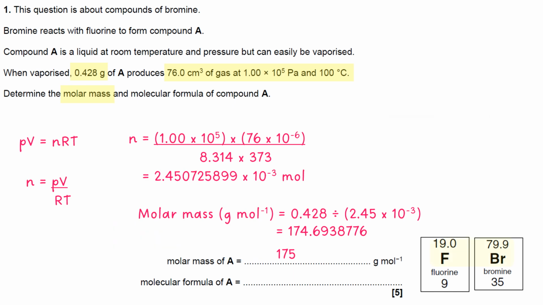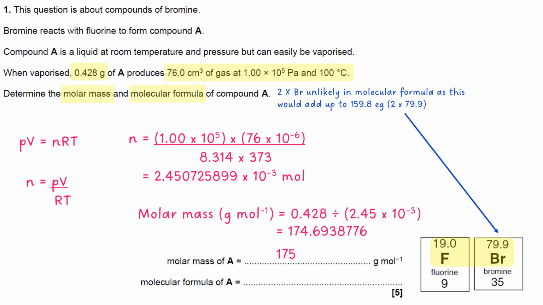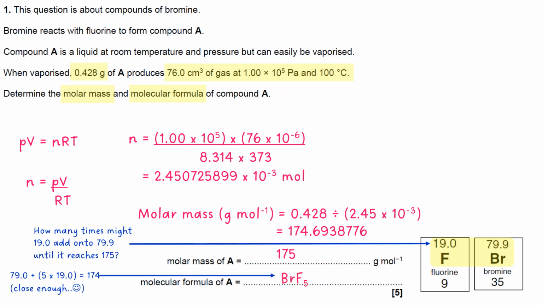So now what I need to do is think about how I can work out the molecular formula. Considering those relative atomic masses, it's unlikely to be 2 bromines because that adds up to 159.8, which doesn't leave much spare change for adding any fluorines in. So therefore, I'm going to stick with 1 bromine and see how many times 19 can be added onto it until I get to 175. So if I do 79 plus 5 times 19 leads me to 174. It took a little bit of playing around, but it's worth having a think about it from that perspective, a more problem-solving approach.